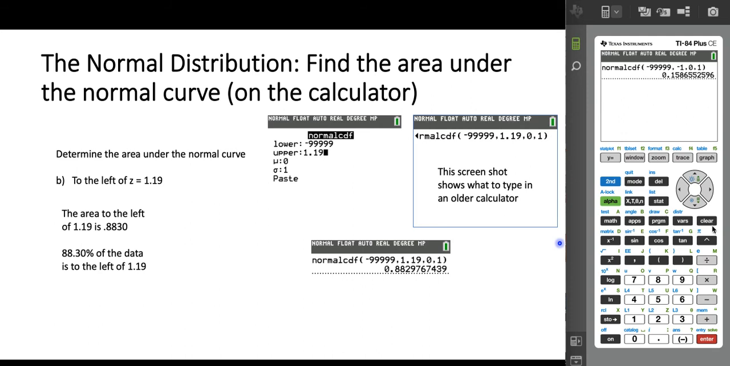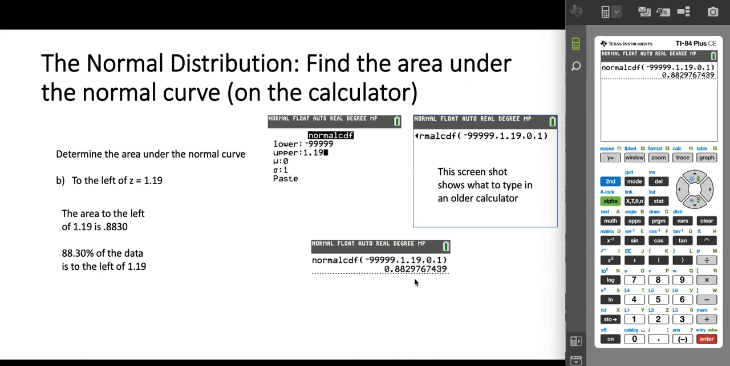And this is how we do it on our calculator. So we're going to press second vars for the distribution menu. Make sure you use normal CDF and not PDF. We're going to use the CDF function. We'll press enter. The lower value is still negative 99999, and the upper value is 1.19. That's the z-score to the right of the area we're looking for. Press enter. If you have an older calculator, you put those numbers in. Press enter, and you'll see how we get 0.88297. If we round that, it's 0.8830.